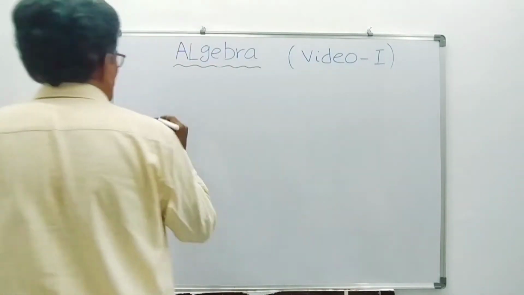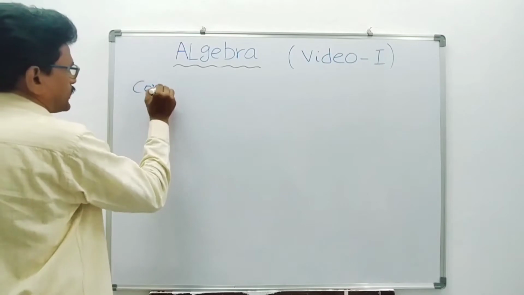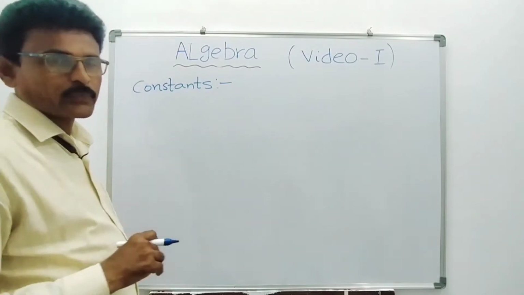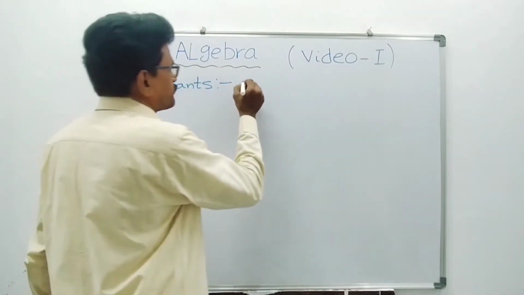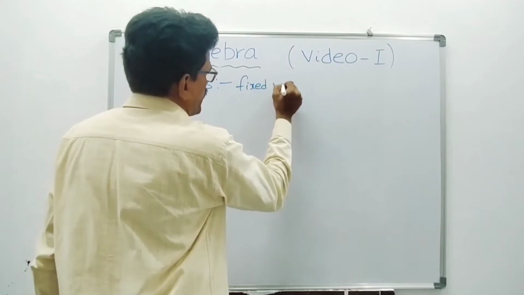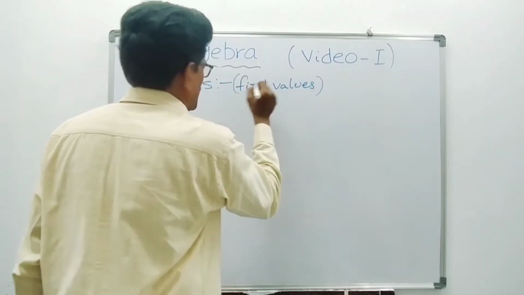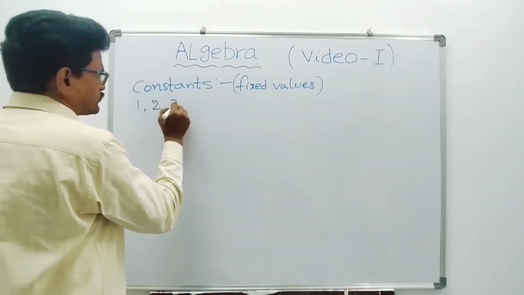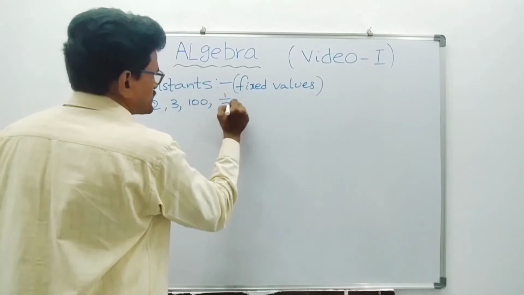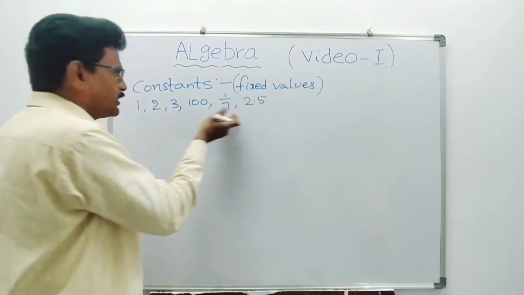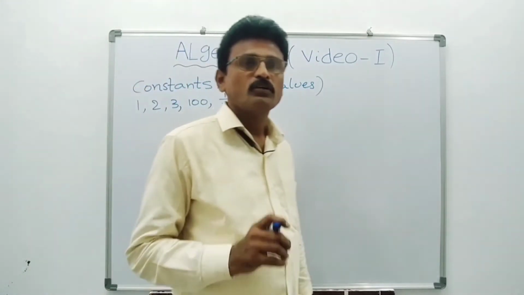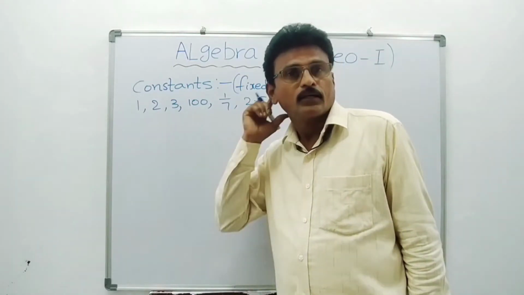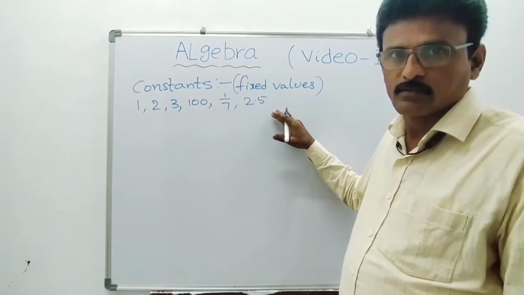First of all, we will learn about constants. See, what are constants? Everybody knows numbers. Numbers are fixed values. Fixed values means they never change. Suppose 1: 1 is always 1. 2, 3, 100, 1 by 7, 2.5. All these are numbers and also fixed values. 5 is always 5, 3 is always 3. So such numbers are said to be constants.